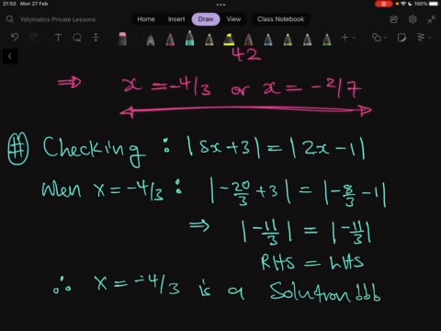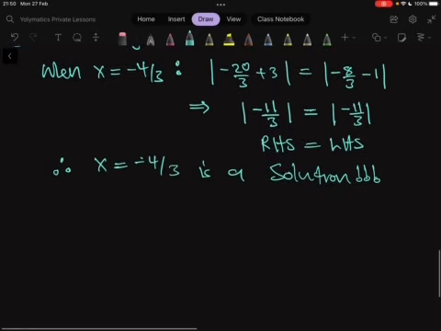So this working is not something that you should show, as I have mentioned, when you are solving this problem either in a test or exam, but it's good as practice to always verify that what you obtained is actually the correct solution that you are looking for. So let's check also the other solution that we have.